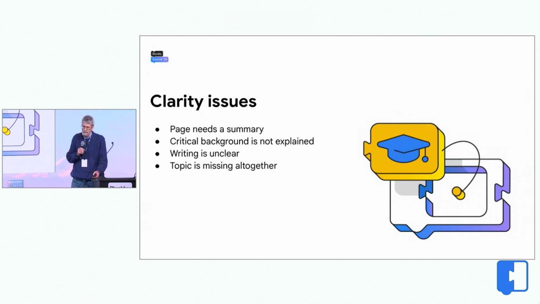Some of the writing was unclear. A good example of that was how do you change that message string in JSON into inputs, fields, and so on. We need to clarify that. And some topics were missing altogether.